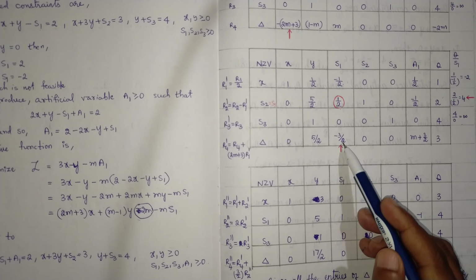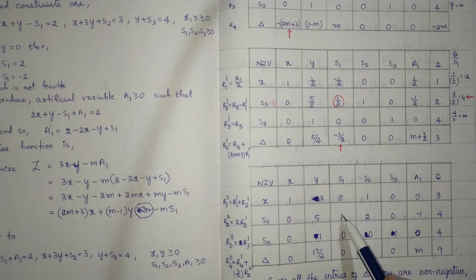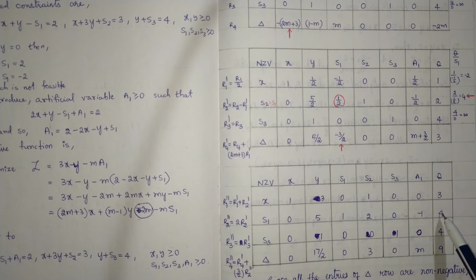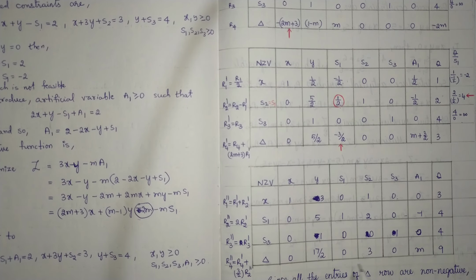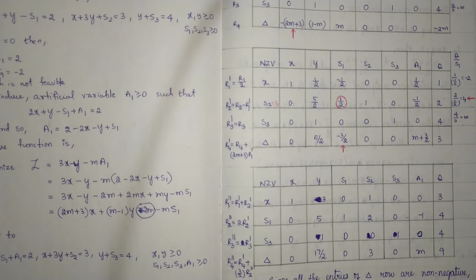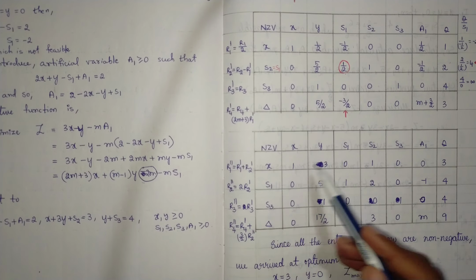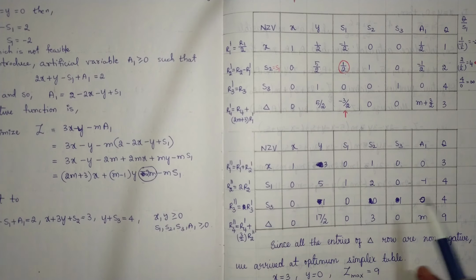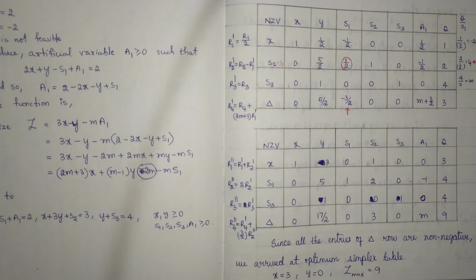Later I want to make this 0. Here I have minus 3 by 2. In the new pivotal row we have plus 1. Let us multiply this row by 3 by 2, and here we have minus 3 by 2. Let us add them, so we will get this. Now look at the delta row. All the entries of the delta row are non-negative, so we have arrived at the optimum simplex table. So here we can say that x equals 3, and we don't have y here, so let us treat y as 0, and 9 is the maximum value of z.